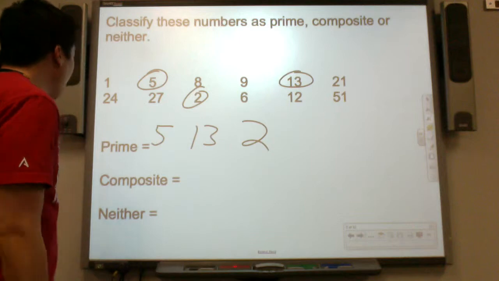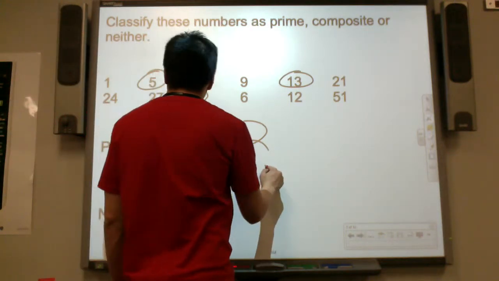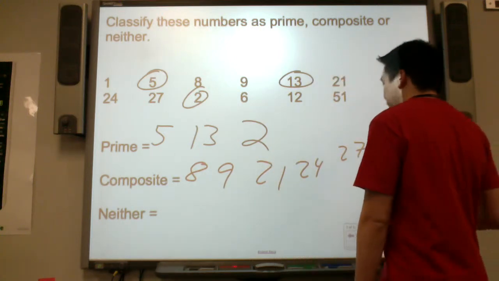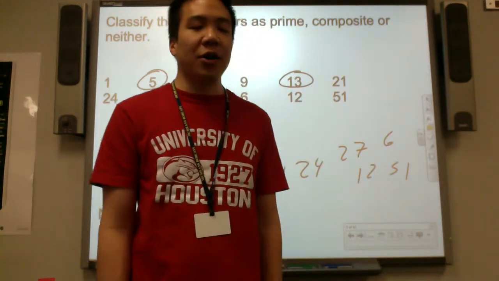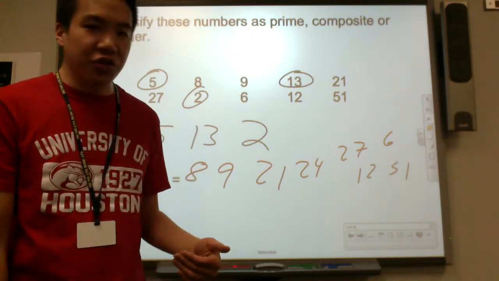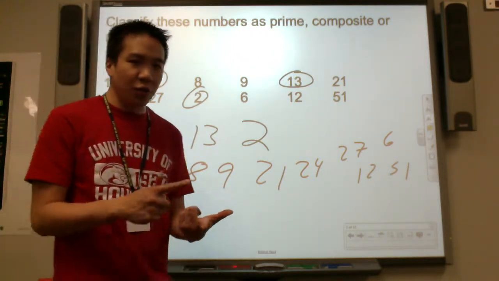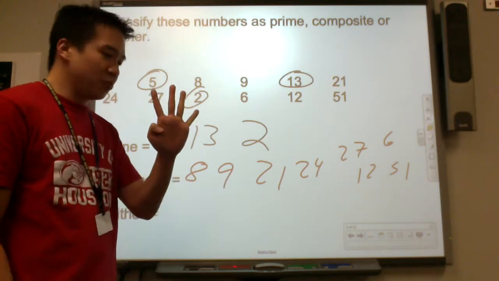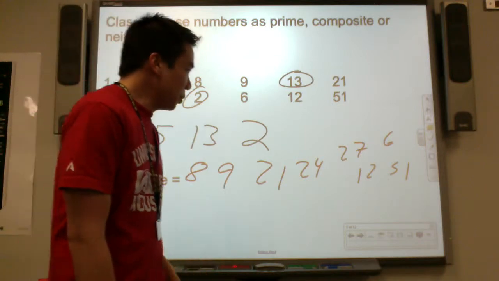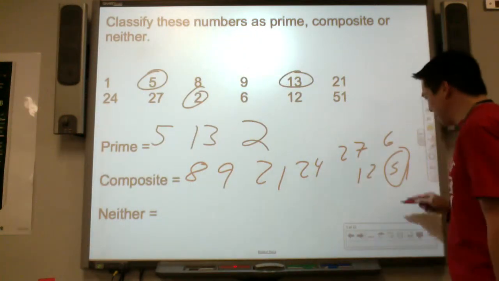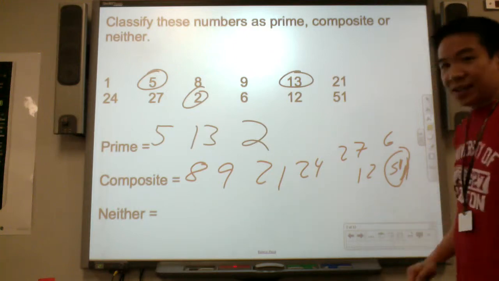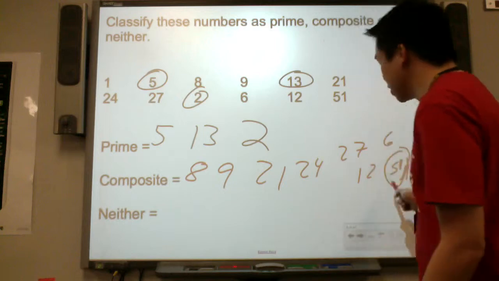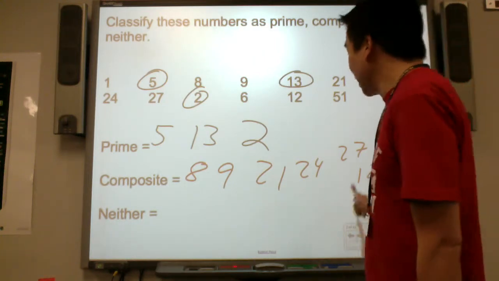So, which ones are composite? 8, 9, 21, 24, 27, 6, 12, and 51. Why are these composite numbers? Because they have more than 2 factors. For example, 8 is composed of 1 and 8, 2 and 4. Those make up 8. A lot of people look at 51 and say, that's not a composite, that's a prime number, mister. It is. It's 3 times 17 and 1 times 51. It is divisible by 3. So it is a composite number.